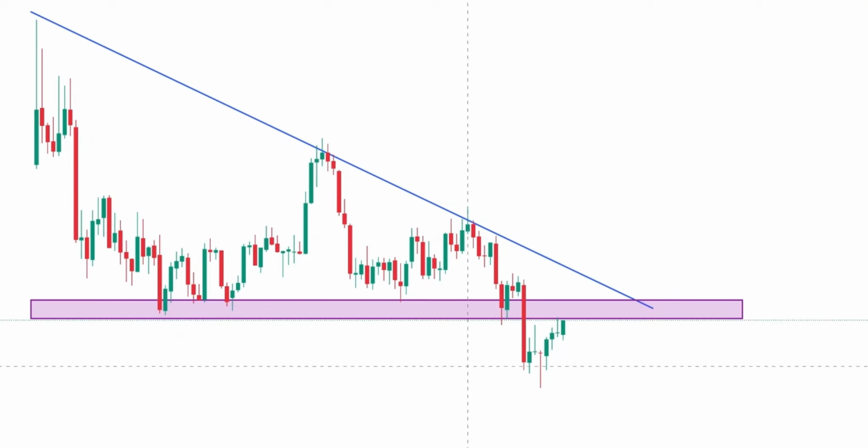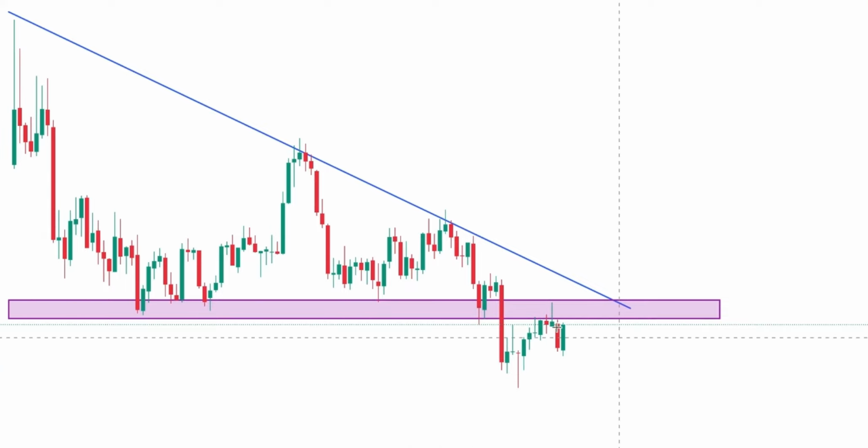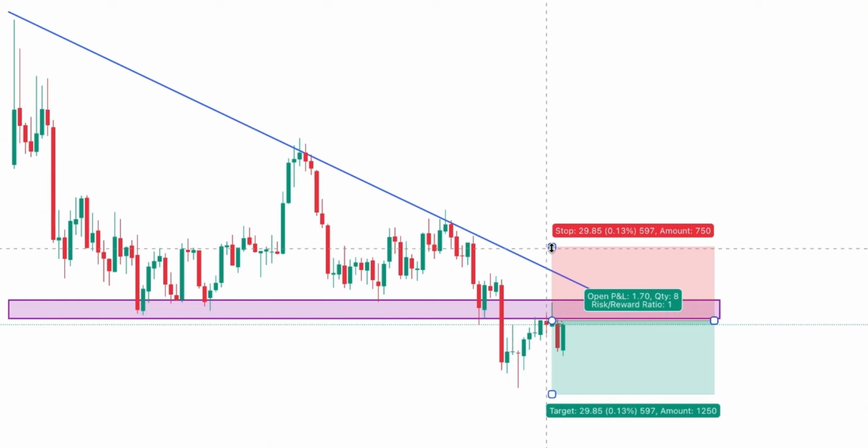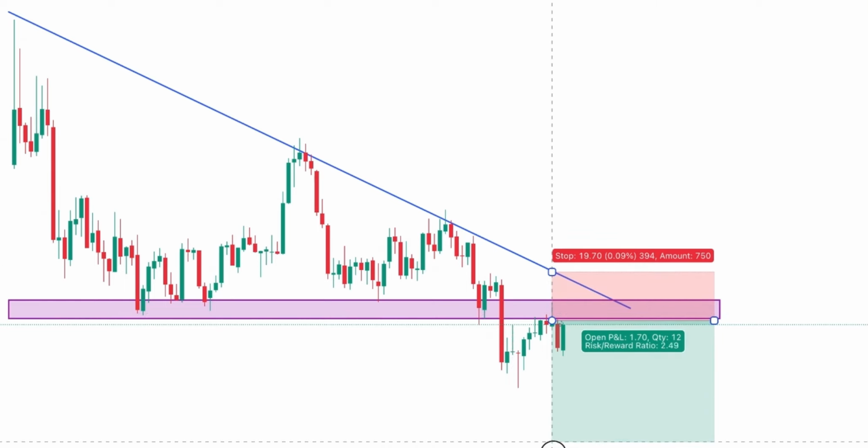Price has come to retest. Now we need some kind of a rejection over here. Now we see a rejection, so retail traders can enter a short on these levels seeing a retest, and the stop loss will be on this previous swing high and the target will be minimum 1:3.